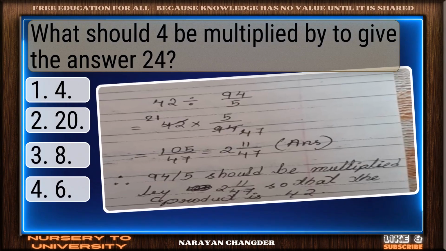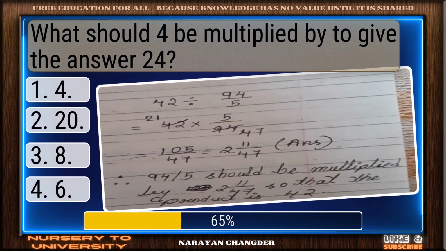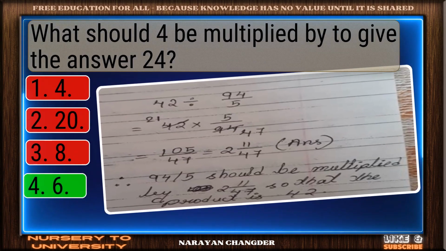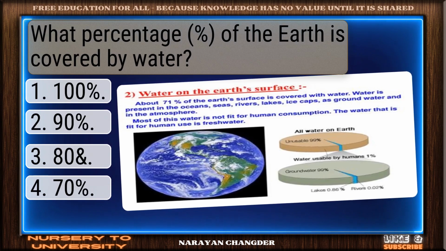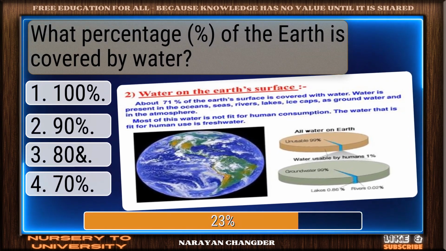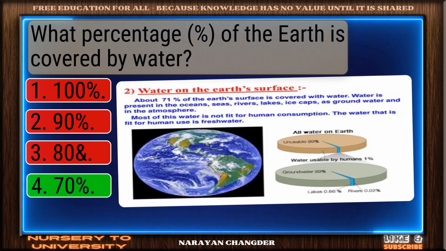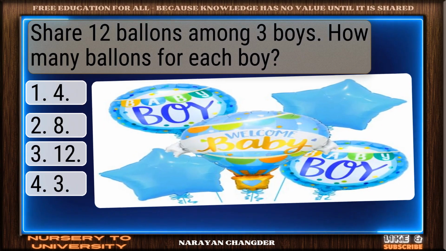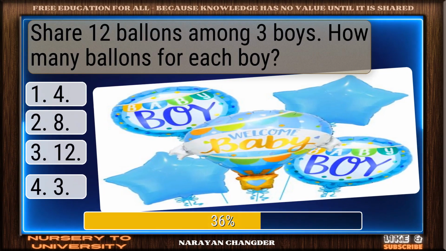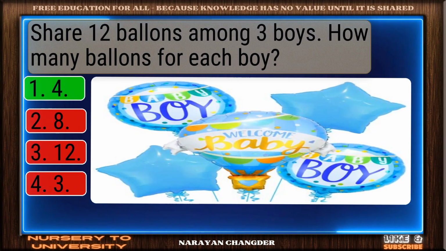What should 4 be multiplied by to give the answer 24? Solid response. 6 is a valid choice. What percentage of the earth is covered by water? You chose 70%, and it is correct. Share 12 balloons among 3 boys. How many balloons for each boy? Right again. 4 is a valid answer.